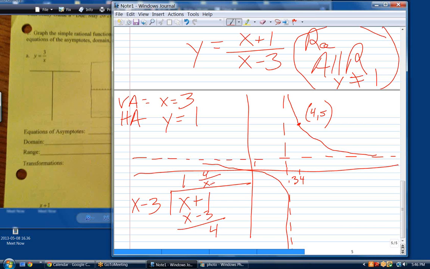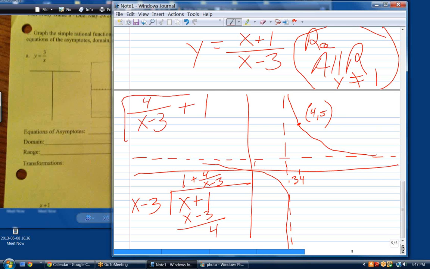So this is what we got. We got 1 and 4 over x minus 3. So I can write that like this. Now, I don't want to erase any of this. In other words, instead of writing x plus 1 over x minus 3, I do the division. I get 1 with this remainder. Well, I can write that as 4 over x minus 3 plus 1.